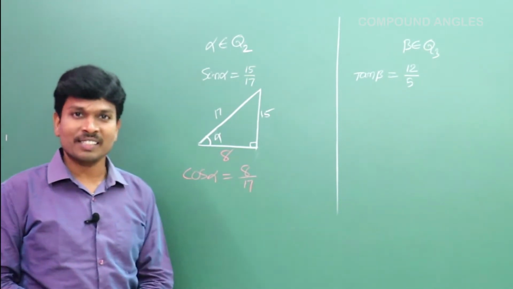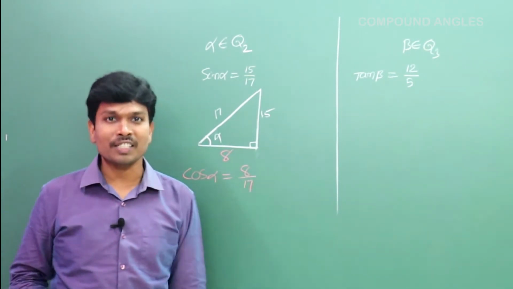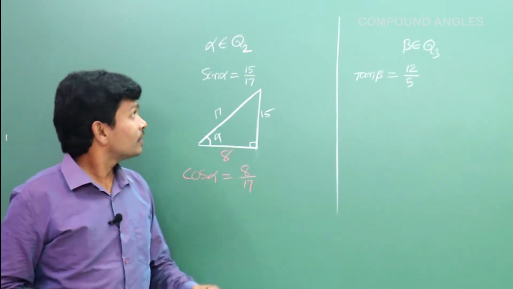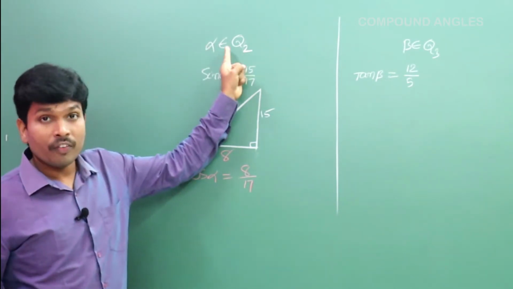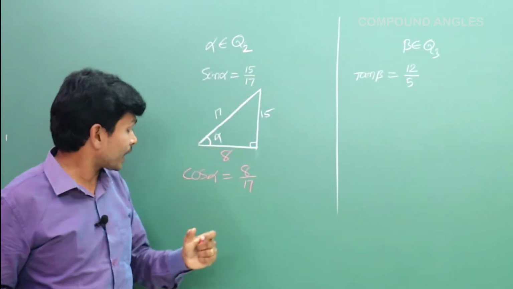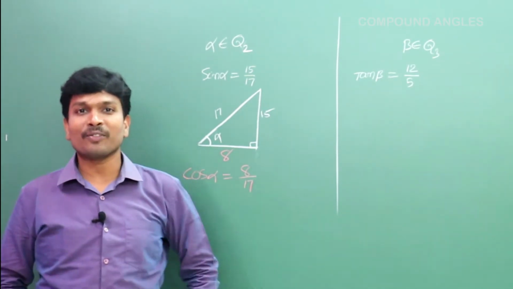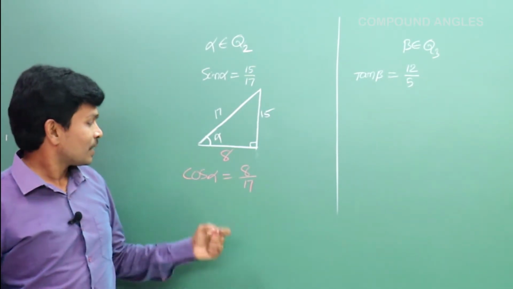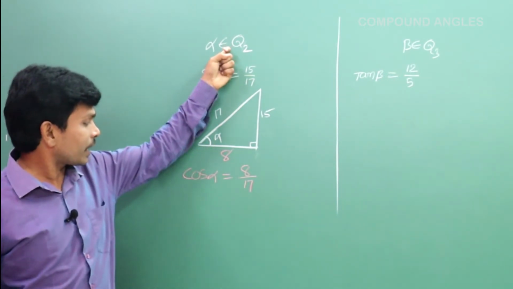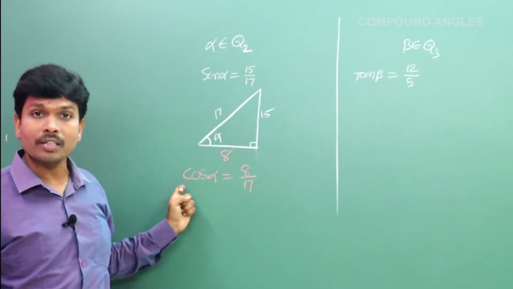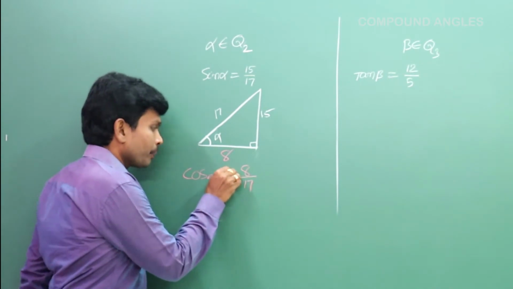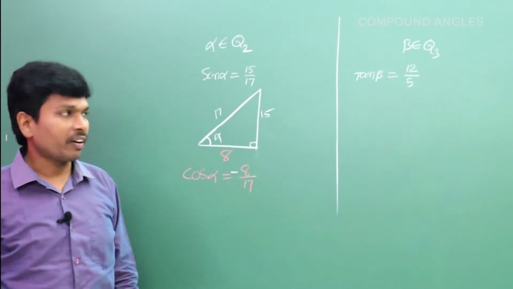Is it true or false? This is false, because alpha is in the second quadrant. In the second quadrant, is cos positive or negative? You must observe that one also. Okay. So in the second quadrant, cos is negative. So that's why minus 8 by 17.